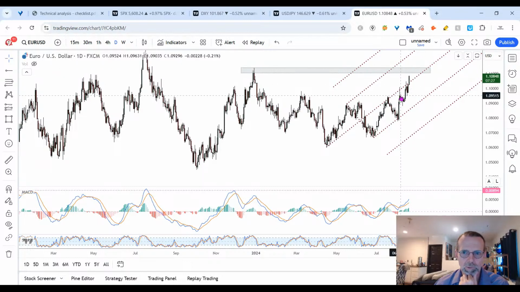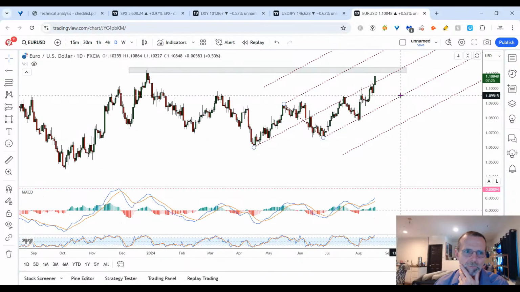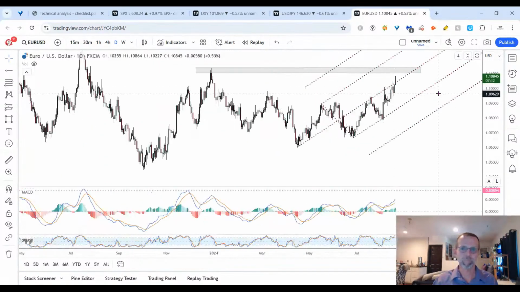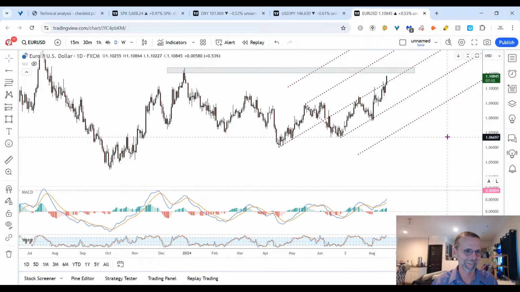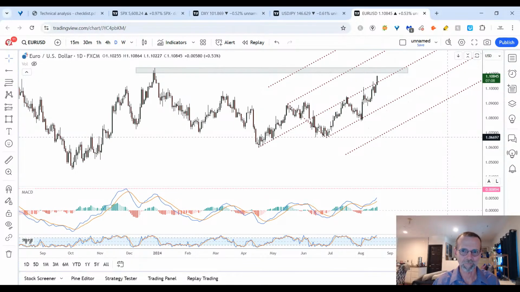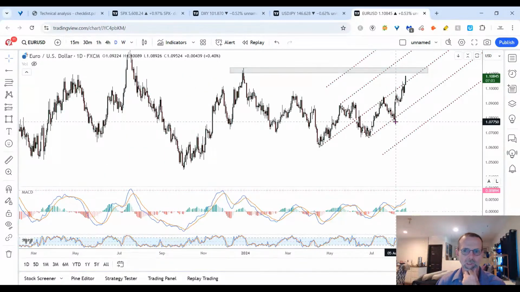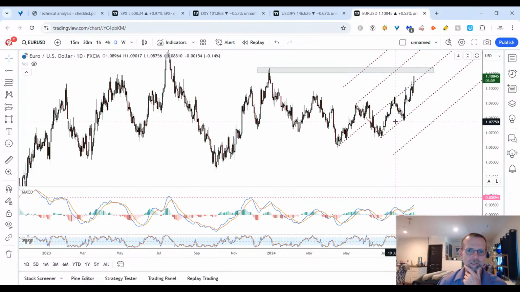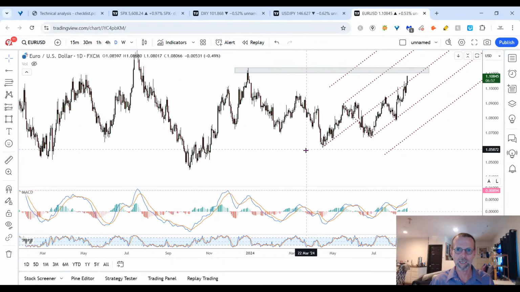Of course, we're late for the move. You might say we were late for the move. Or if you were a breakout trader, you might look at that as a breakout above the median line. I'm not a breakout trader. So is there anything else we want to look at in the currencies? Not that I can think of.